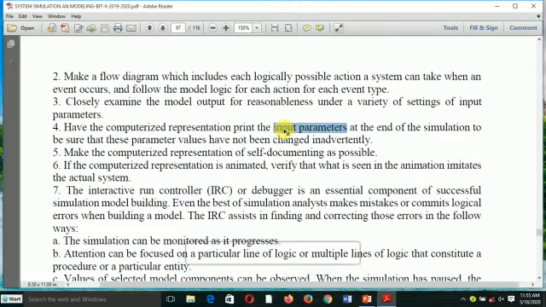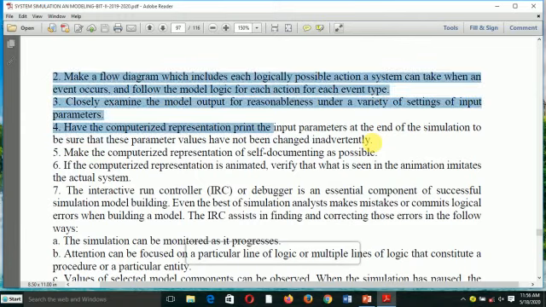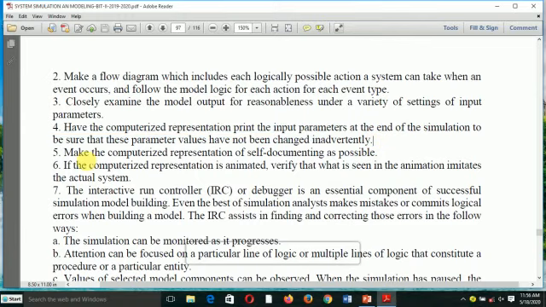You have to see that what you have imported has provided the output, because you can put in data, but the data in the flow can change. If they change, it means that you will find a wrong output. For example, you can enter an integer, multiply by an integer, and at the output you get a float. So you have to check that the output will be an integer also. You have to make the computerized representation as self-documenting as possible.